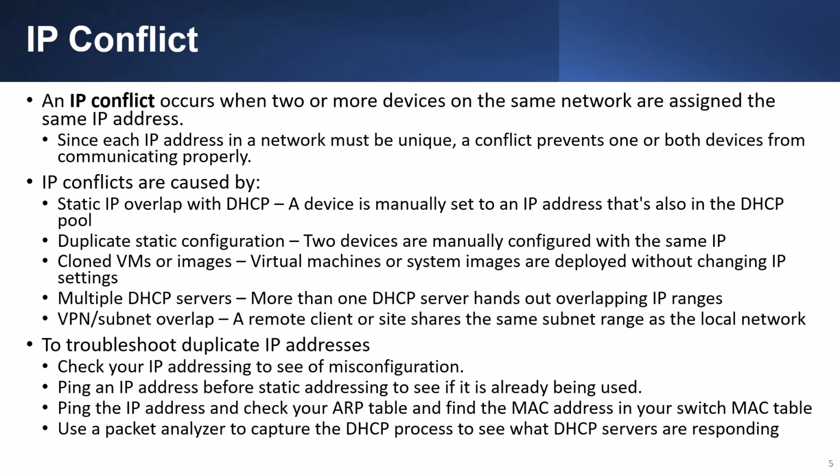To troubleshoot duplicate IP addresses, check your IP addresses to see if there is a misconfiguration, ping an IP address before static addressing to see if it's already being used, ping the IP address and check your ARP table and find the MAC address in your switch MAC table, and use a packet analyzer to capture the DHCP process to see what DHCP servers are responding.